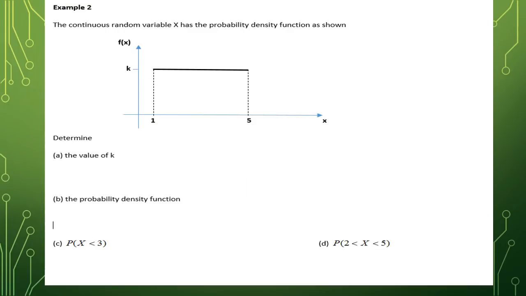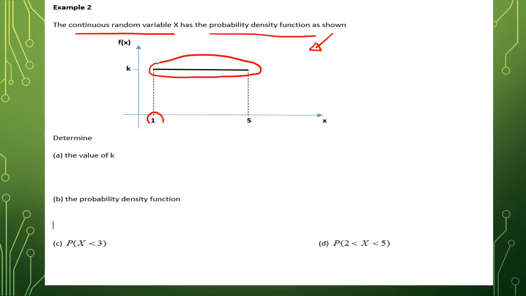Okay, let's look at example 2. This question says the continuous random variable x has the probability density function as shown below. In this case, you can clearly see that it is a uniform distribution. Therefore, you can connect the interval to the value of k. So how do we find k? The value of k is just 1 over 5 minus 1, which is 1 over 4, and that will give you 0.25.